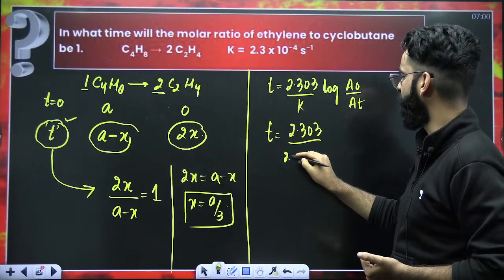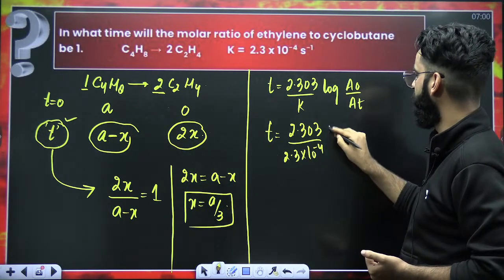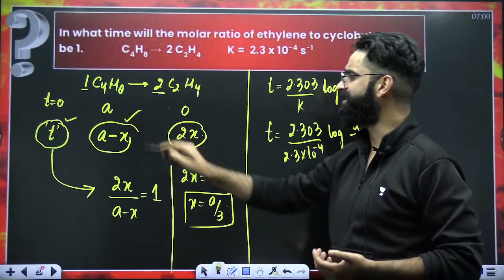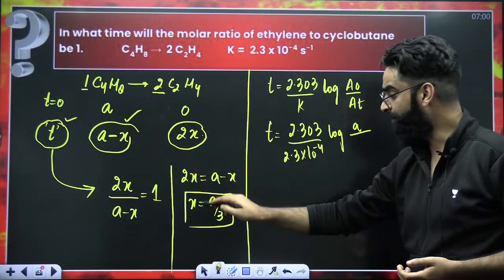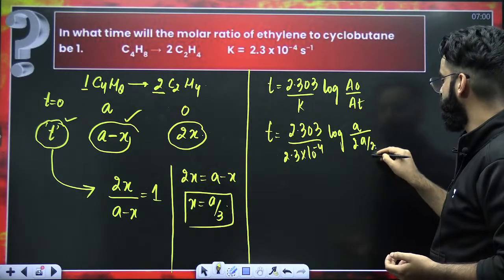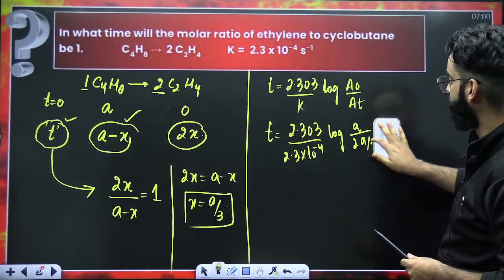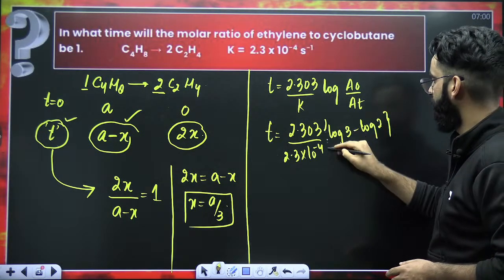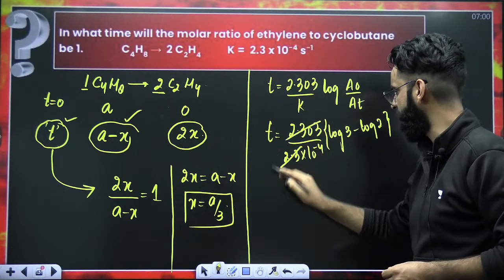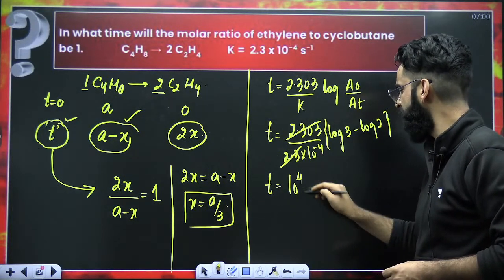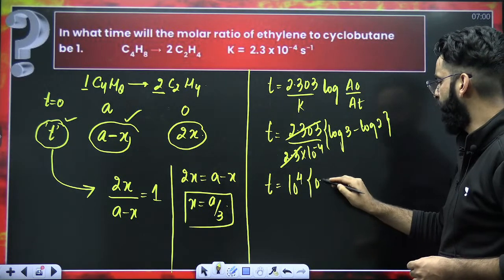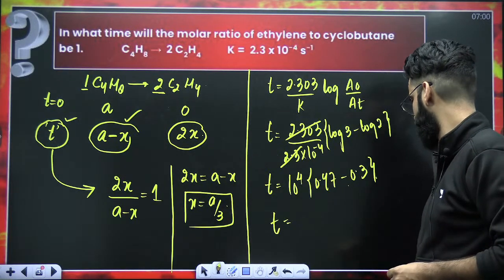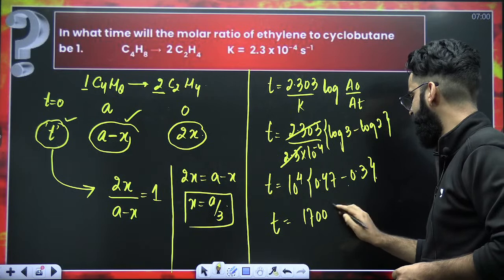What is k value? Given to me as per the equation, 2 into 10 raised to power minus 4, times log of A naught, which means initial moles here, which is A. A t means the moles of reactants left at time t, which is A minus X. So A minus A by 3 comes out to be 2A by 3. So A cancels, 3 comes up. It is log of 3 by 2, which makes it log of 3 minus log of 2. So 10 raised to power minus 4 becomes 10 raised to power 4. Log of 3 is 0.47. Log of 2 is 0.3. The value here comes out to be 1700 seconds.